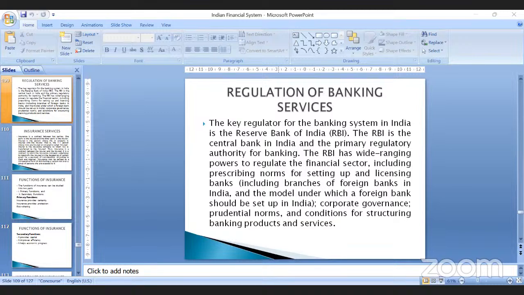The Reserve Bank of India issues notifications about the functioning of all the banks in India. So it is a regulatory body which takes into consideration corporate governance, prudential norms, and the conditions for structuring banking products and services, which is very, very important.